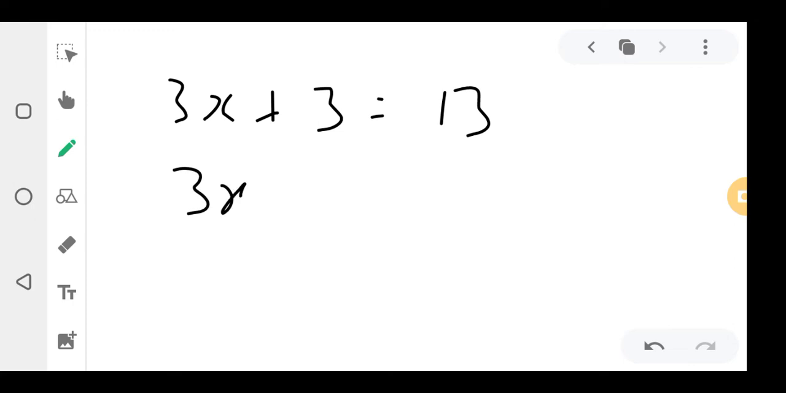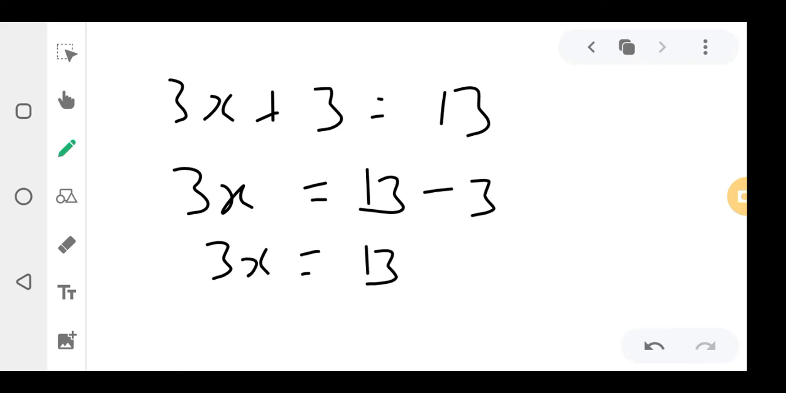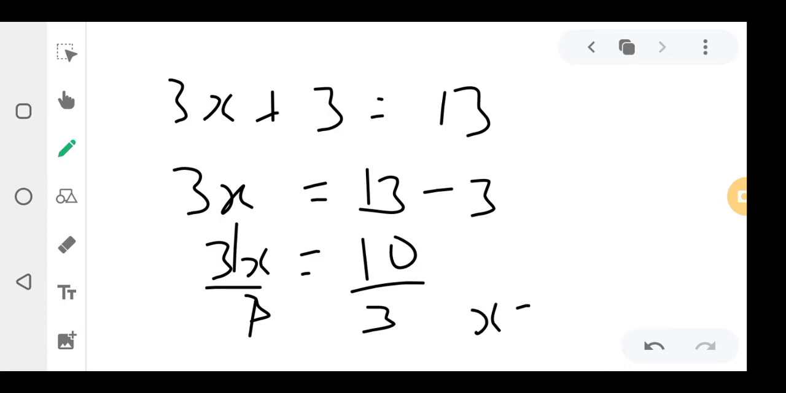So what do we have here? It will be 13. That 3 goes this side, becomes negative 3. So 3x is equal to 13 minus 3, which is 10. 10 there. You divide by 3. So x is going to be equal to 10 over 3. That's how I calculate. That is how you find the value of x.